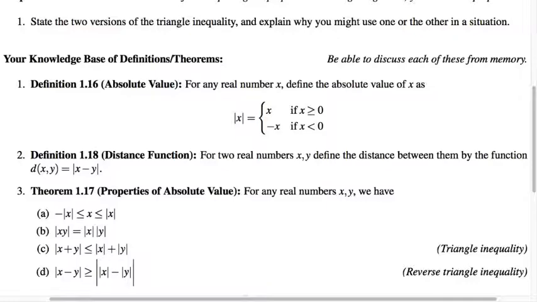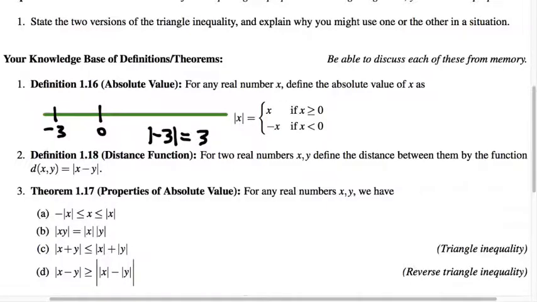So, for example, here's 0 on the number line. Here's -3 or something like that. The absolute value of -3 is 3 because the distance between -3 and 0 on the number line is 3 units.